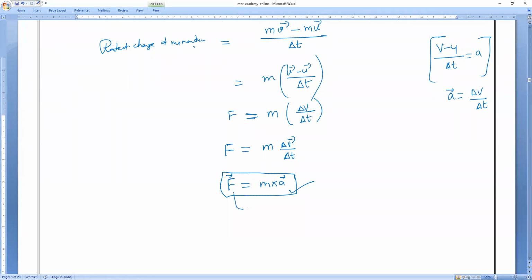Is this force a vector quantity or a scalar quantity? It has a direction, so it is a vector quantity. That is what you should remember.